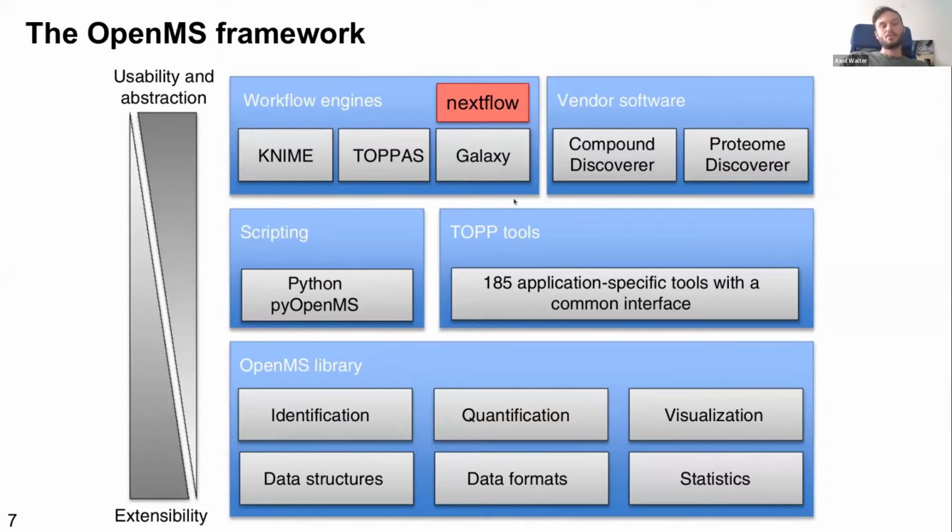But there's also an option to jump in right in between. So we have these TOPP tools that are application-specific tools that have a common interface. And this common interface just means that they share input and output file formats, and you can easily link them together. And one focus of this talk today is also the scripting capabilities of OpenMS. So we have wrapped most of the code actually for pyOpenMS in Python, and you can use that to access all the algorithms and build your own workflows.